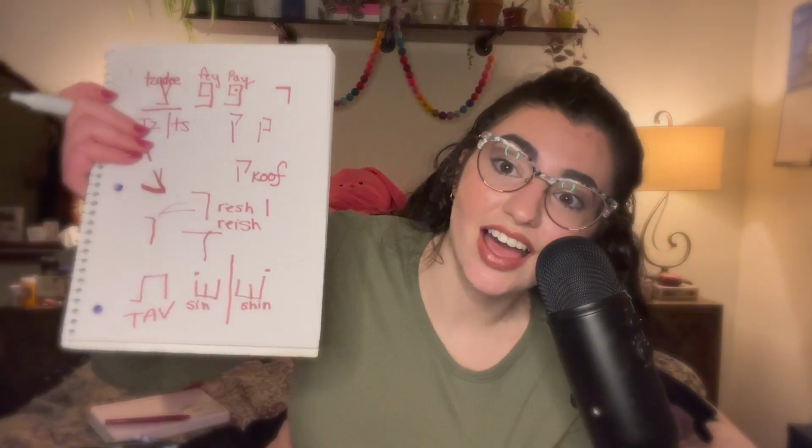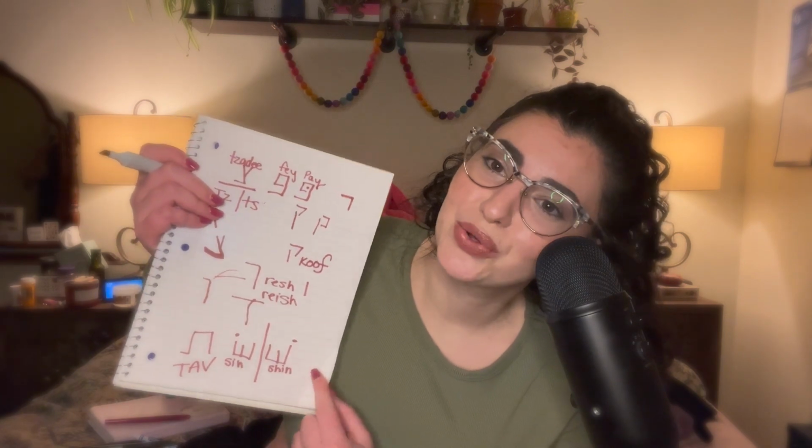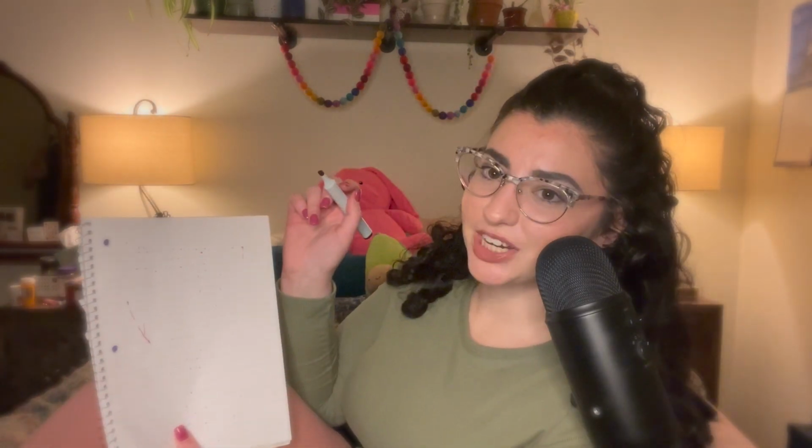The last one we have is Tav, which we learned on the last page. So let's write the whole entire thing together. I'll also sing the alphabet song and you can repeat after me. And I'm gonna try to write it backwards. Okay. Here we go.